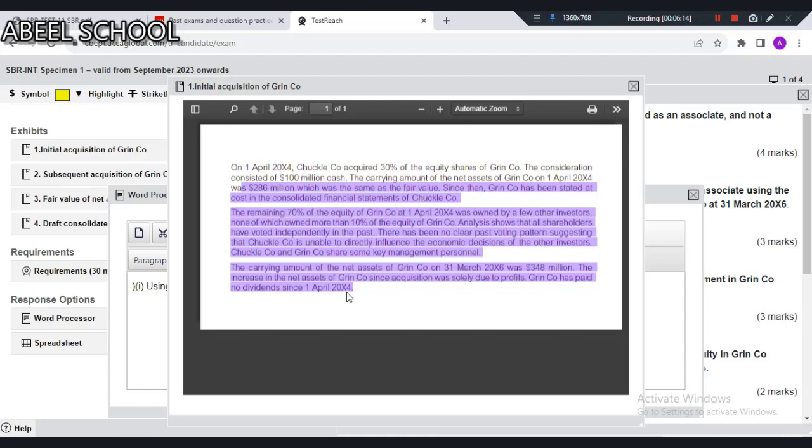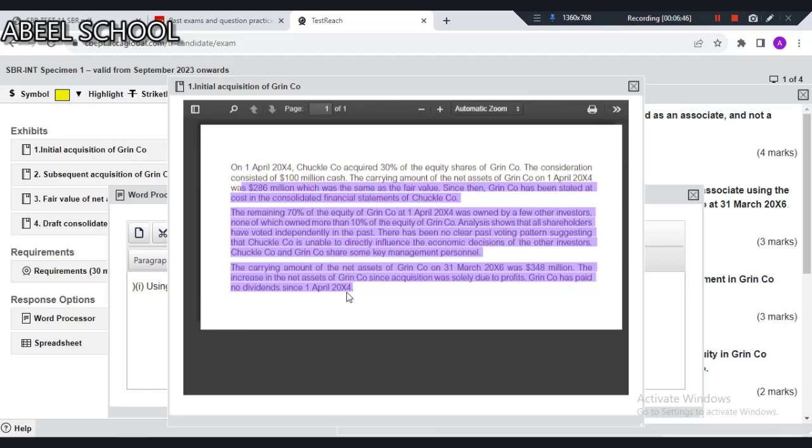Basically, Chuckle Company has 30% holding. Second, Chuckle Company does not have the majority of the holding in Green Company; the majority is with other investors, and they are just few. Previously they voted independently, and there's no voting pattern also. So all these things show that Chuckle Company right now is not in a position to control Green Company. That is why Green Company is treated as an associate.